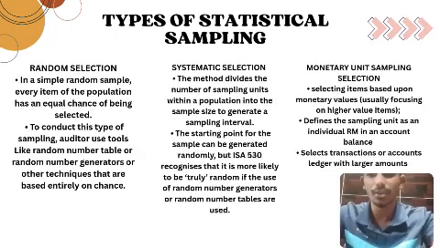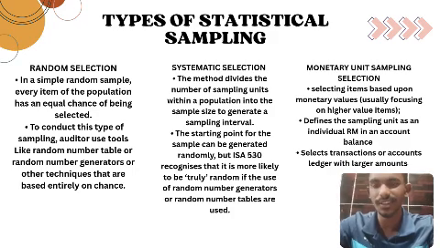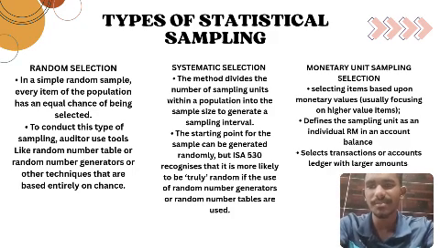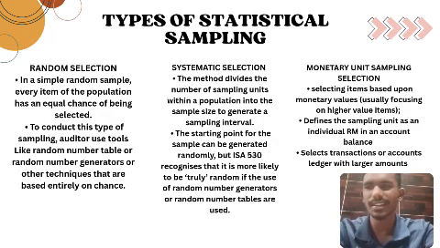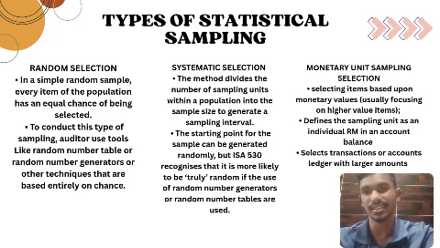Now I'm going to present about types of statistical sampling. The first is random selection. In a simple random sample, every item of the population has an equal chance of being selected. To conduct this type of sampling, auditors use tools like random number tables or random number generators or other techniques that are based entirely on chance.